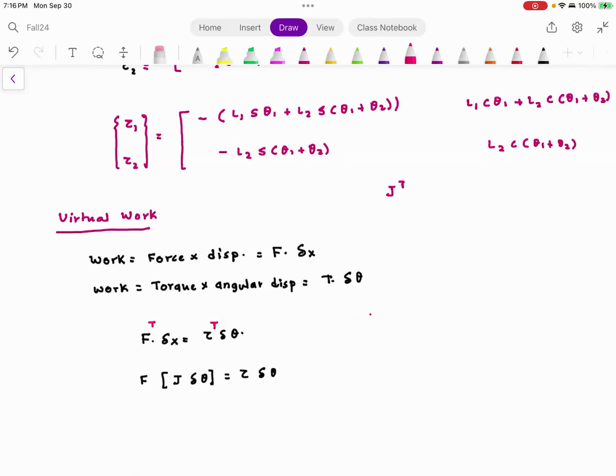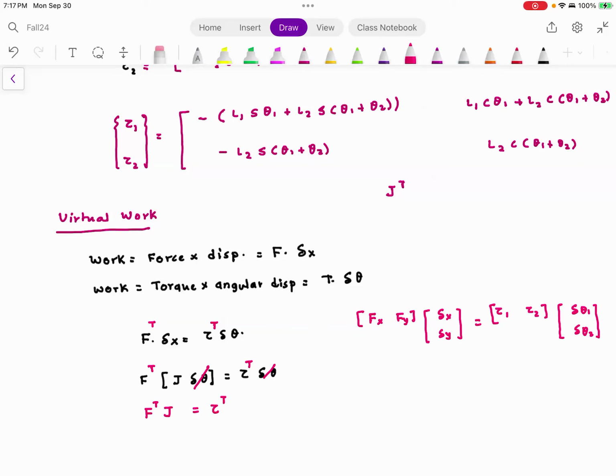So you have something like Fx, Fy multiplied by delta x, delta y is equal to tau 1, tau 2 multiplied by theta 1, theta 2. So this is the expression. That's why you need to have the transpose. So what you have here is F transpose, tau transpose. Now I can cancel out delta theta over here, and I have the expression F transpose Jacobian is equal to tau transpose.